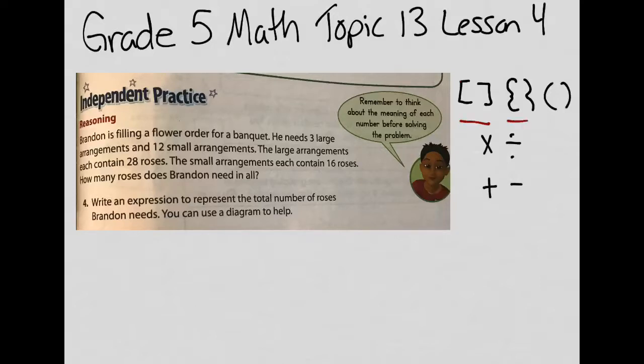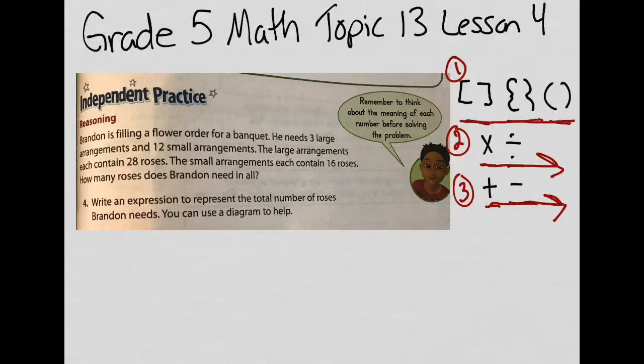We have brackets, braces, and parentheses, multiplication, division, addition, and subtraction we've been working with through these lessons. Remember, brackets, braces, and parentheses are always going to be done first. Multiplication and division are going to be done second, and I'm working from left to right. And then addition and subtraction will be last, working from left to right. So that's the order I'll still follow in all these problems.